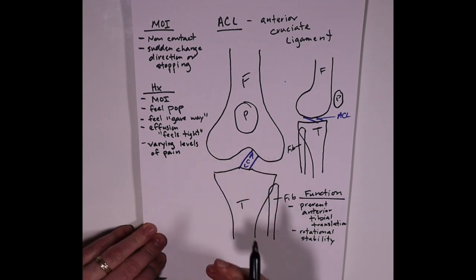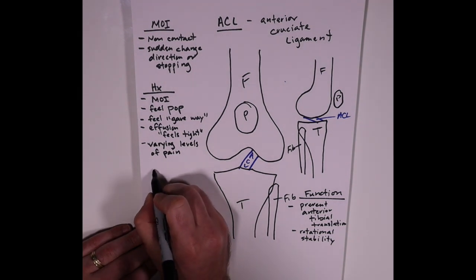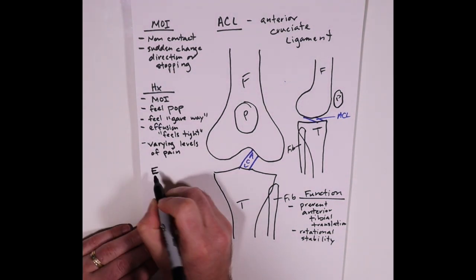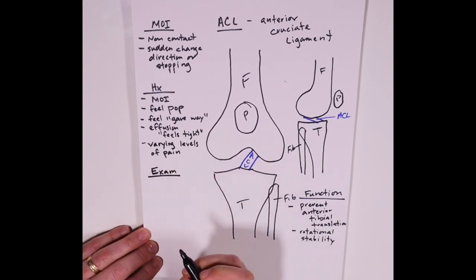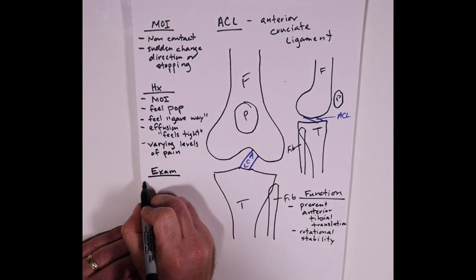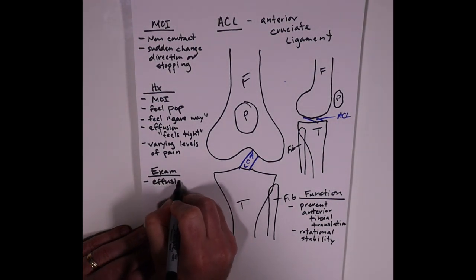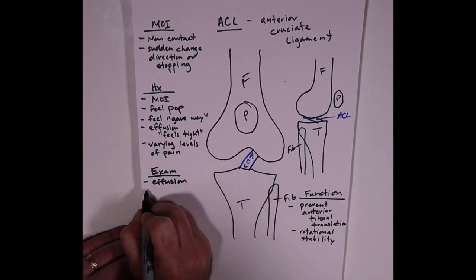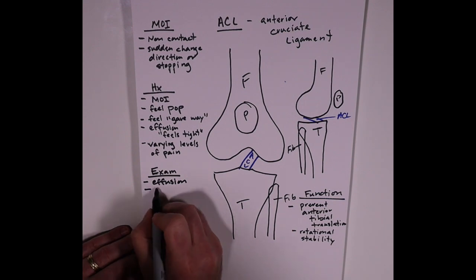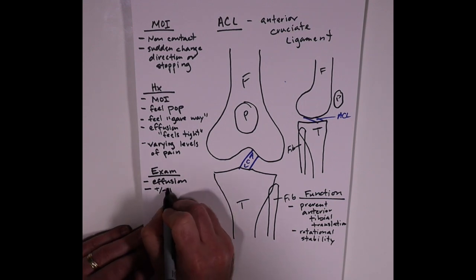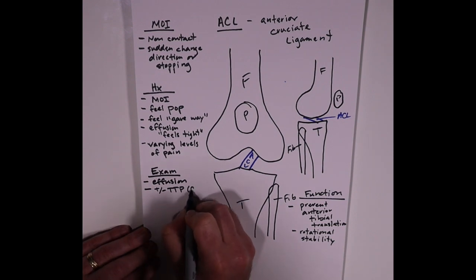So we've got an appropriate history, and based on the history we're suspicious of ACL tear. So what exam findings would we expect to see if we are suspicious of an ACL tear? So from an inspection standpoint, it will likely have an effusion. From a palpation standpoint, you'll be able to palpate that effusion as well. They may or may not be tender to palpation. If they are, it's frequently lateral.